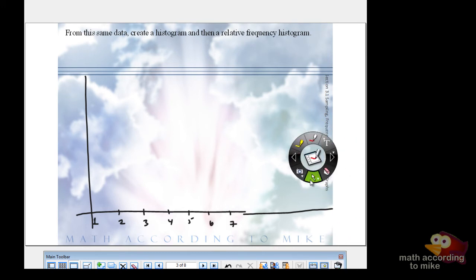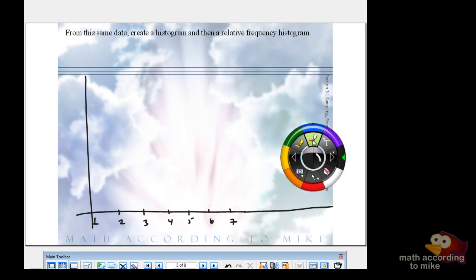Oh, I need a bigger bar graph. Oh, that line's not right. 6, 7. Oh, geez. First world problems. There we go.